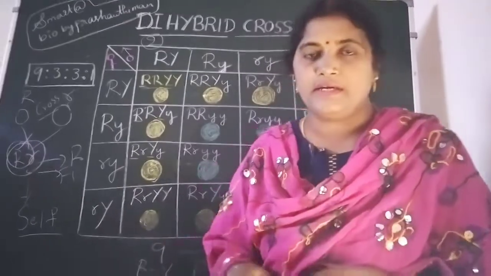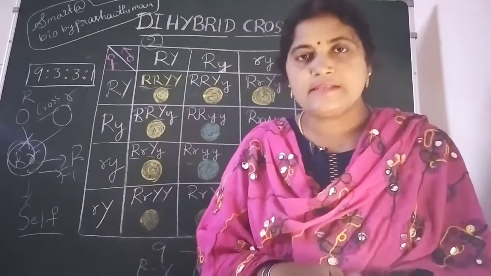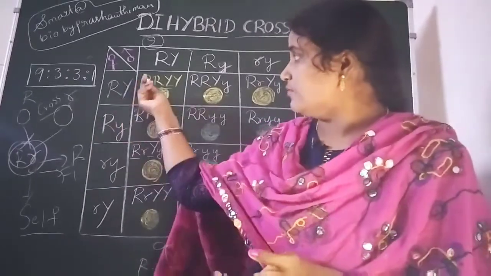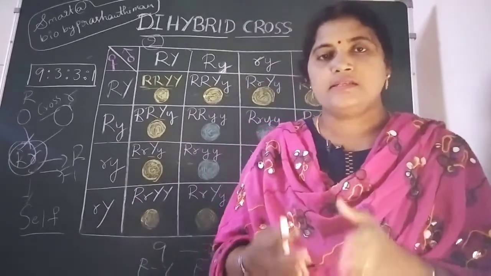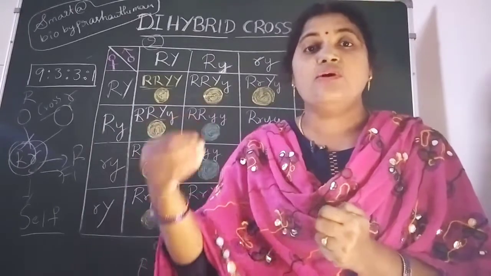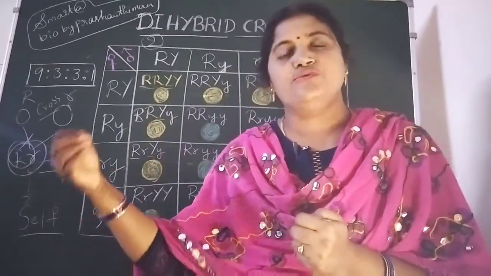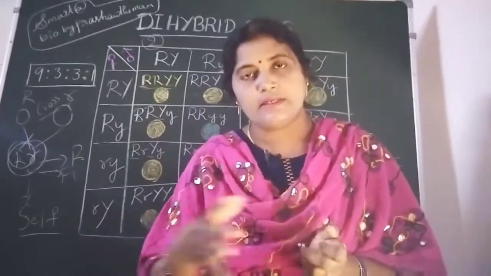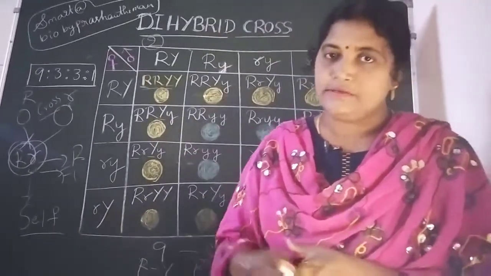Law of independent assortment is nothing but, among the pair of alleles, and these factors are also known as alleles, one pair of alleles can assort its character or trait independently to the offspring. So this law is known as the law of independent assortment.